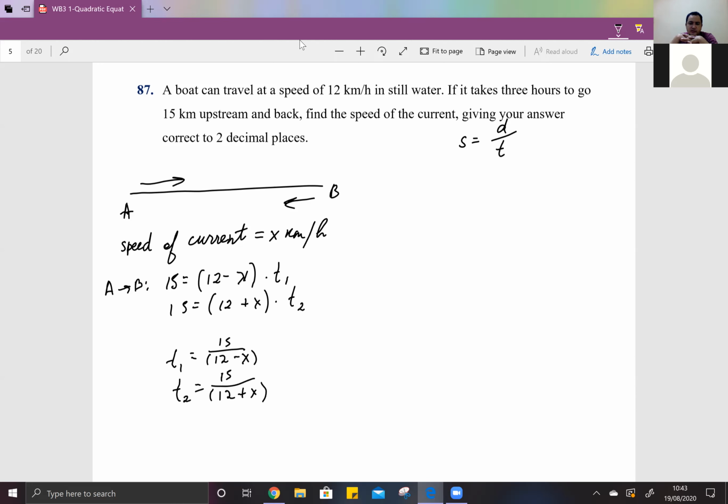And what is T1 and T2? Actually, together, it gives us the total time. So it says in the question, it takes 3 hours. Right here, it takes 3 hours. So T1 plus T2 equals 3. Okay, now let's solve this for X.